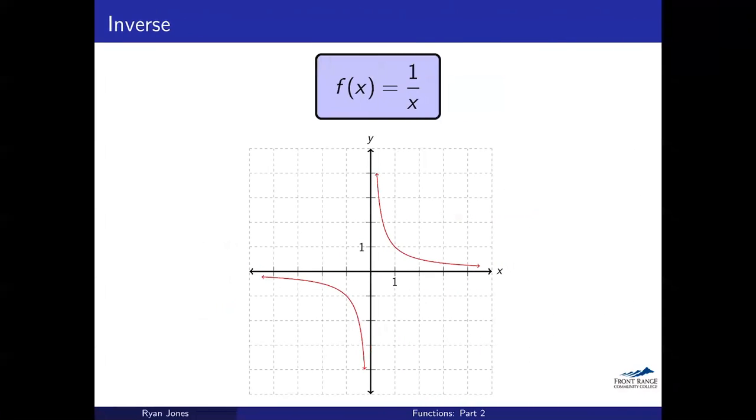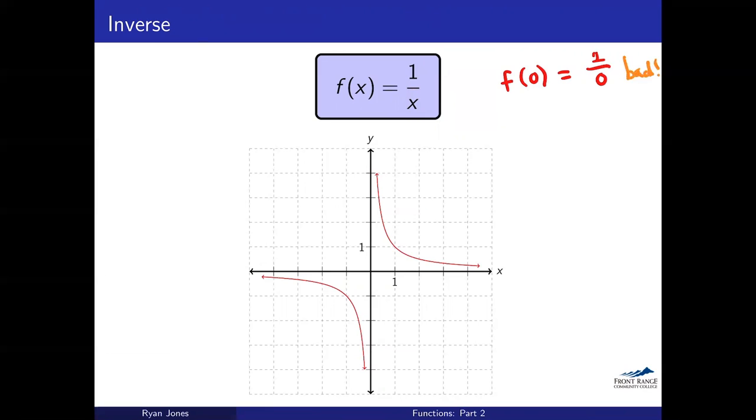Let's move on to the inverse. This one is tricky. Remember, we've talked about domain, and about the common scenarios when we have a problem with our domain. One of those is when we divide by 0. What I want you to notice here is that because I have a 1 over x, if x is equal to 0, I would have a division by 0. And that's bad.